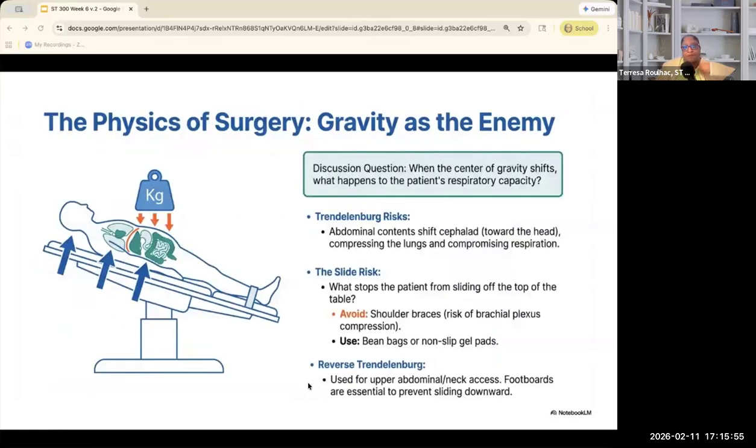Now, we look at gravity as the enemy. Okay.